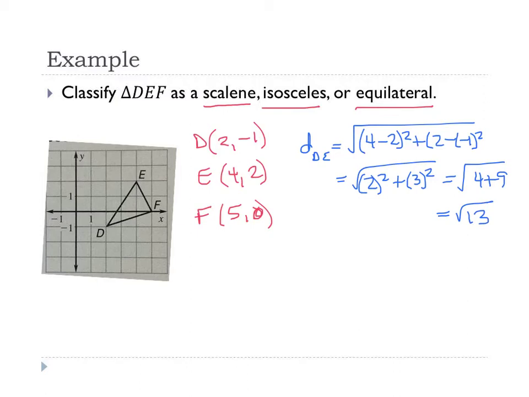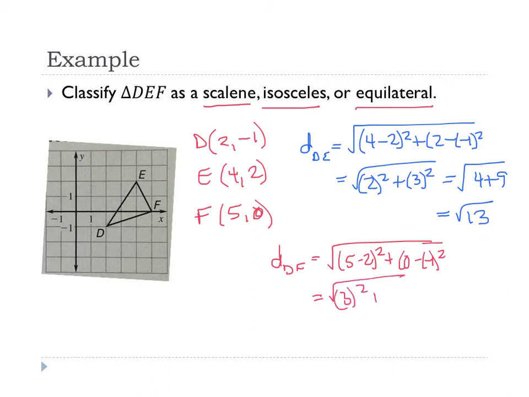Okay. And then the distance from D to F is going to be 5 minus 2 squared plus 0 minus a negative 1 squared, which is 3 squared plus 1 squared, which is 9 plus 1, which is the square root of 10.